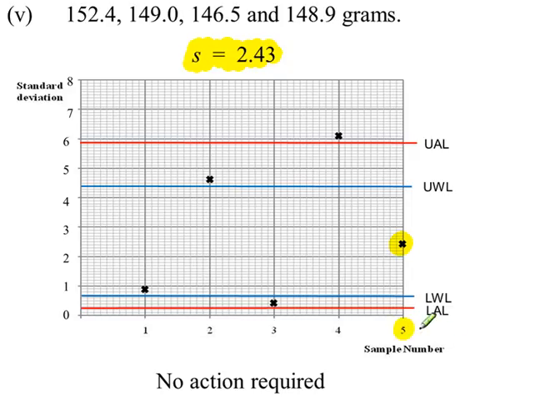And sample 5, it's within the warning limits, no action required. So it's possible that after sample 4 we stopped the production process, made some changes, and the next sample that was taken has shown that the changes have been successful.